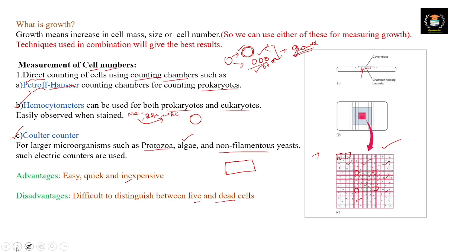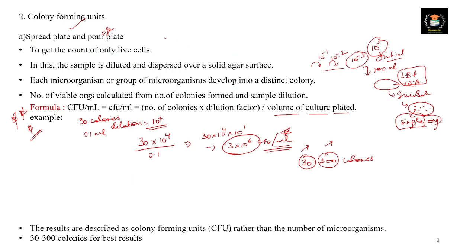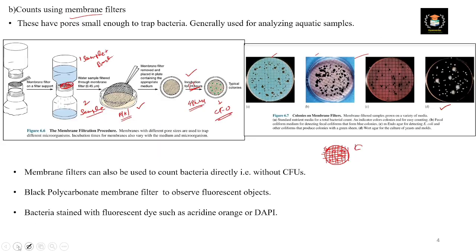So next, the improved version is CFU. CFU is colony forming units. For colony forming units, again the formula is very important, and you can count it using serial dilution and plating, or you can directly pass your sample through membrane filters and count the bacterial numbers.